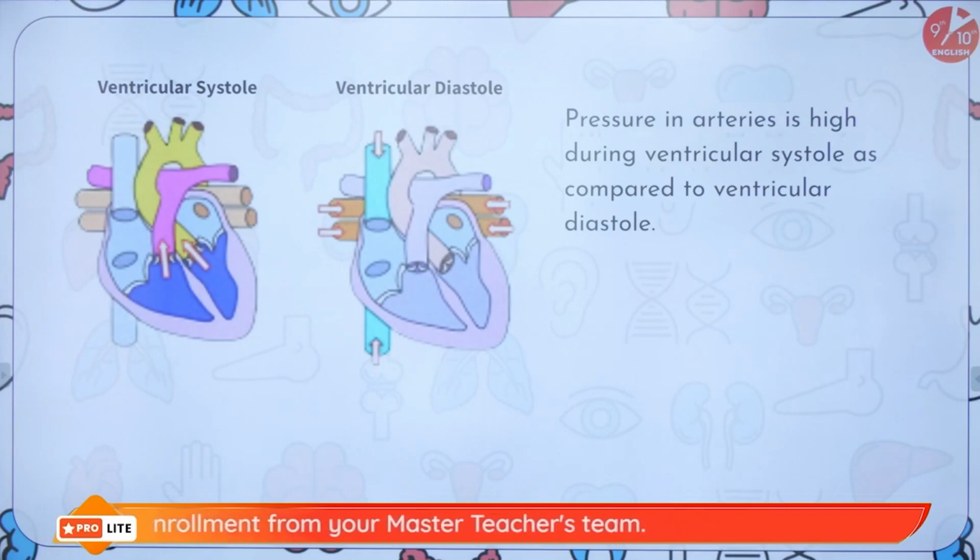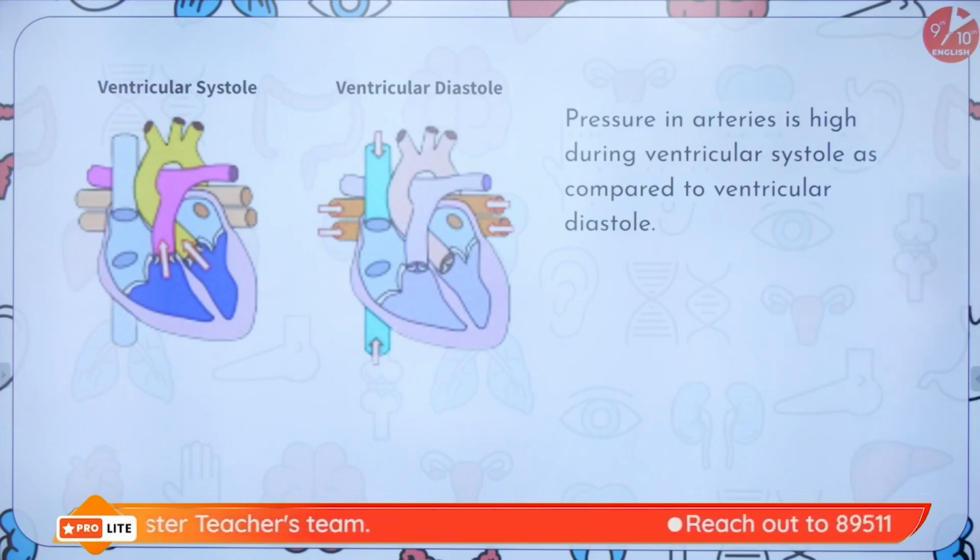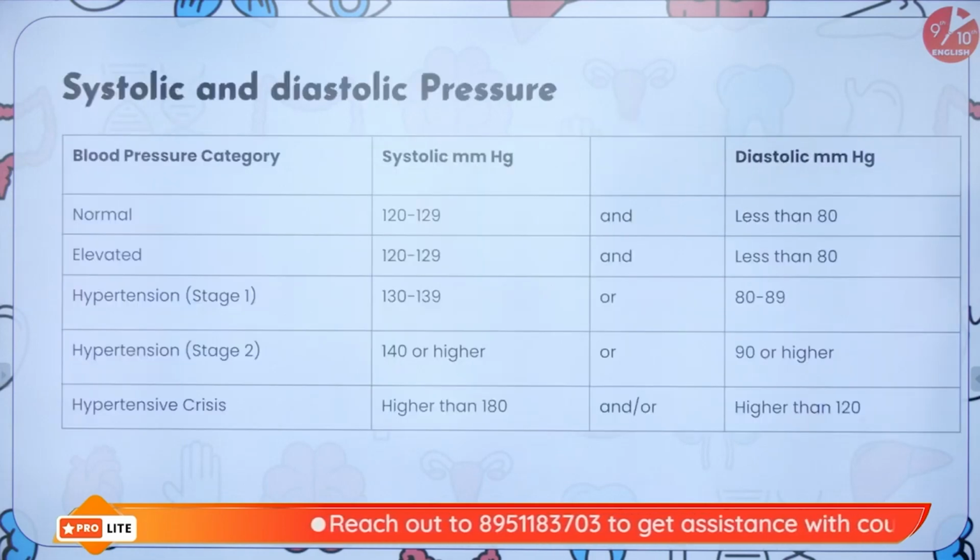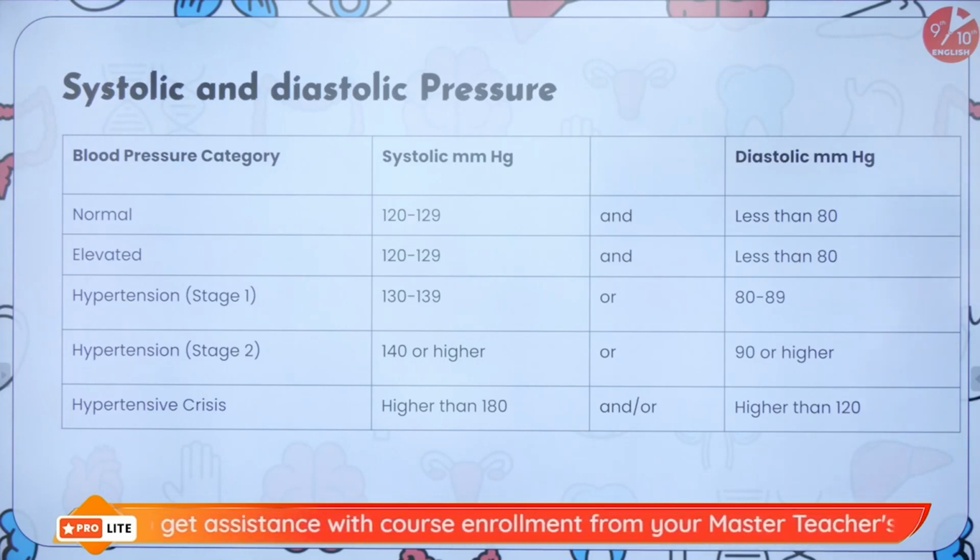See, ventricular systole and ventricular diastole. So systole is when the ventricles contract and they give the blood to the entire body and the lungs. Diastole is when the ventricles relax and they get filled with the blood. So the normal systolic diastolic pressure is 120 by 80 millimeter of mercury, right? So 120 by 80 is the normal blood pressure. Anything more or less than that is harmful.